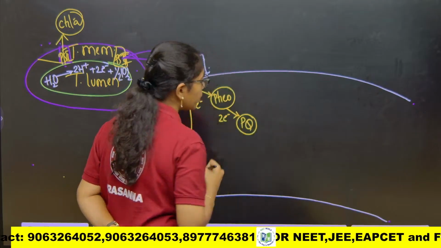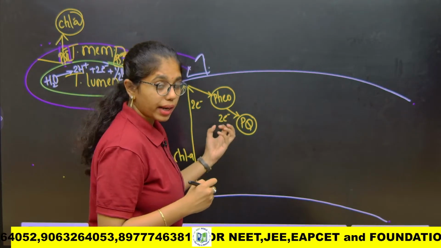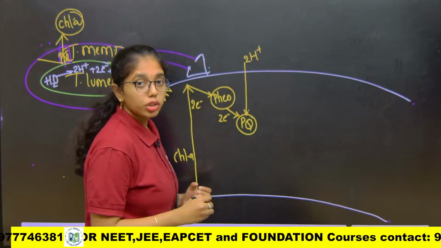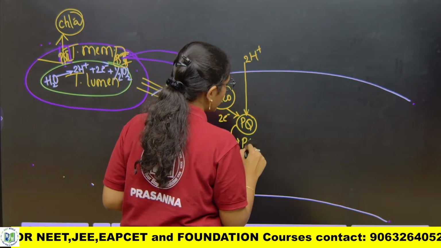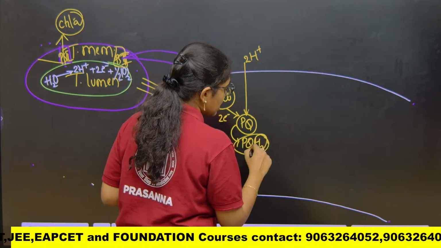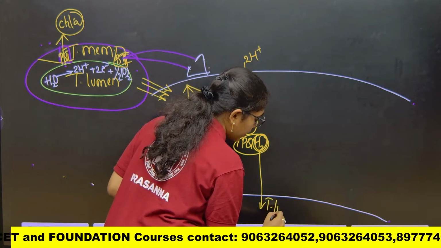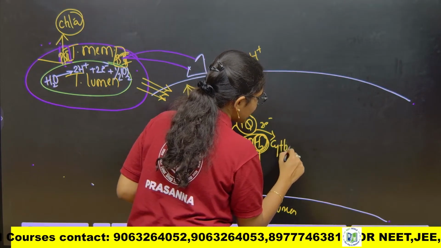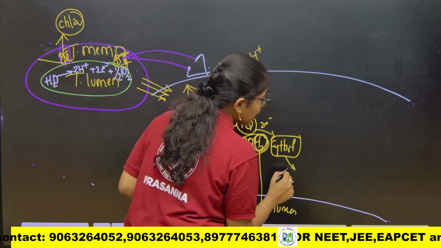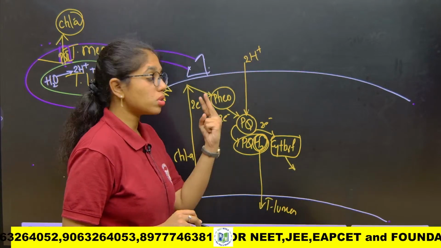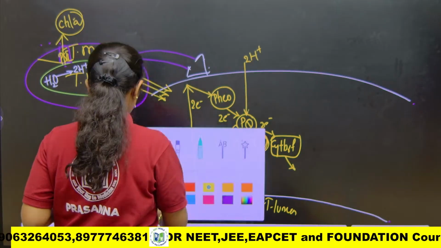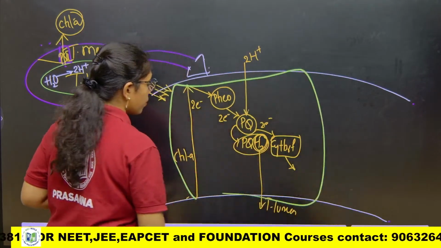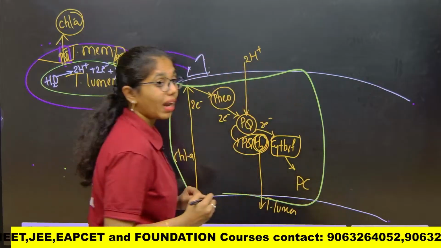Plastoquinone accepts 2 electrons, and it also accepts 2 protons from the stroma. Then it is converted to PQH2, plastohydroquinone. These H plus ions are sent into the thylakoid lumen, and the 2 electrons are given to the cytochrome B6F complex. From here, the last electron acceptor of photosystem 2, this is photosystem 2 from here to here, will be plastocyanin.